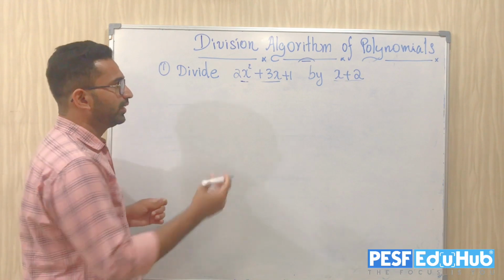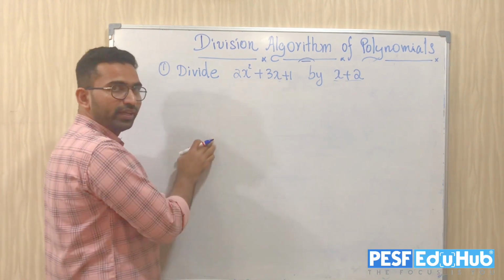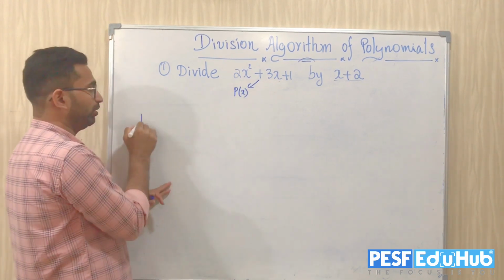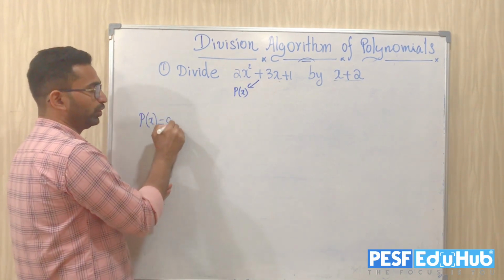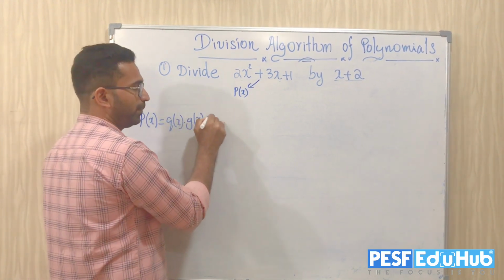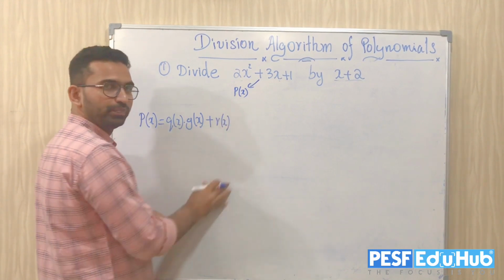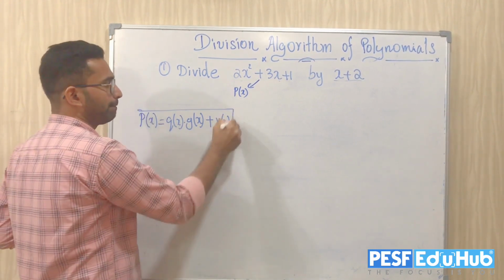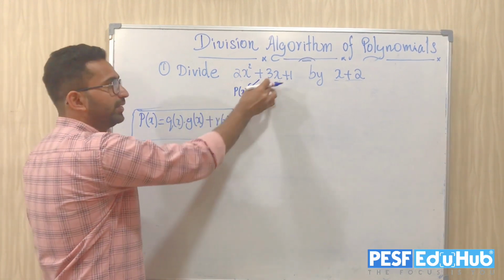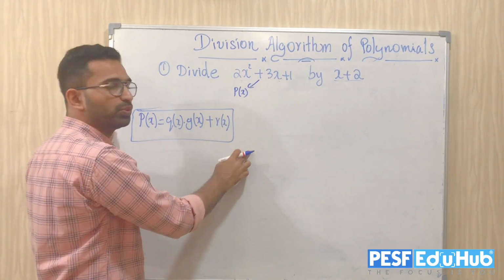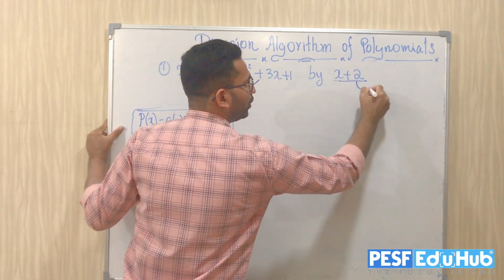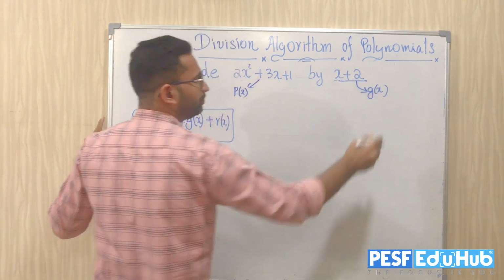Anyways, I know that the polynomial you are going to divide is p of x. We have written an expression, you remember, p of x equal to q of x into g of x plus r of x, right? So what will be your p of x? That is 2x square plus 3x plus 1 will be your p of x, and the polynomial with which you are going to divide is called your g of x, which is your divisor.